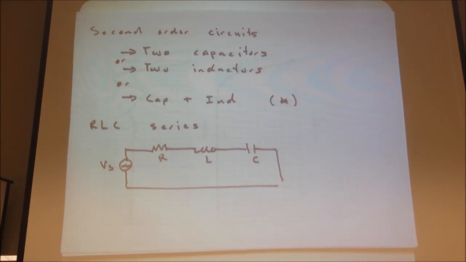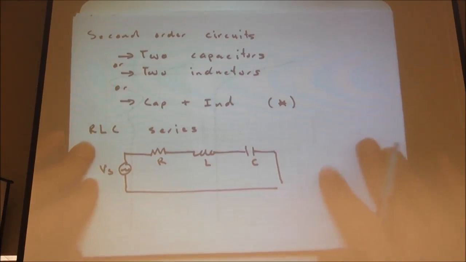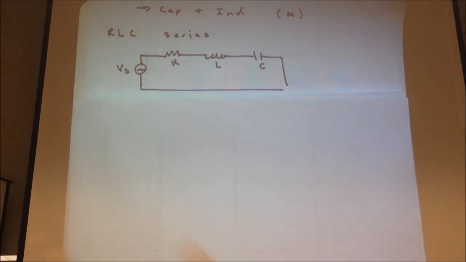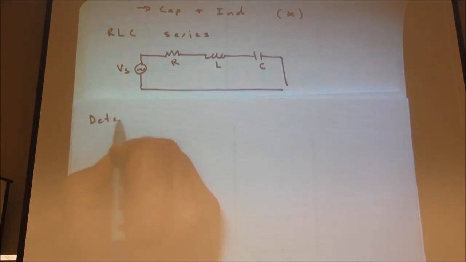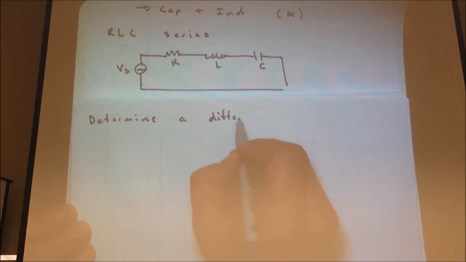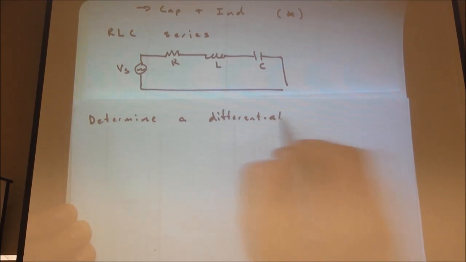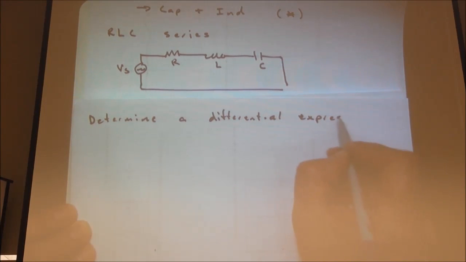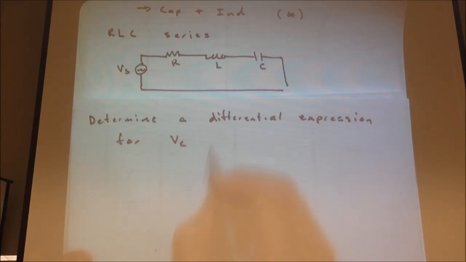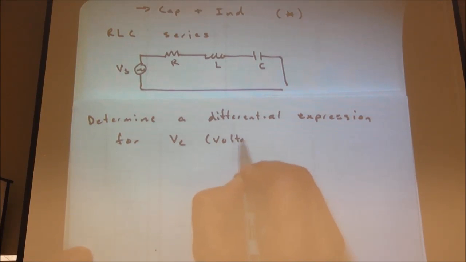Going back to where this all started with our first order circuits, once again, we can ask a familiar question. Determine a differential expression for the voltage across the capacitor, for DC. Voltage across the cap.